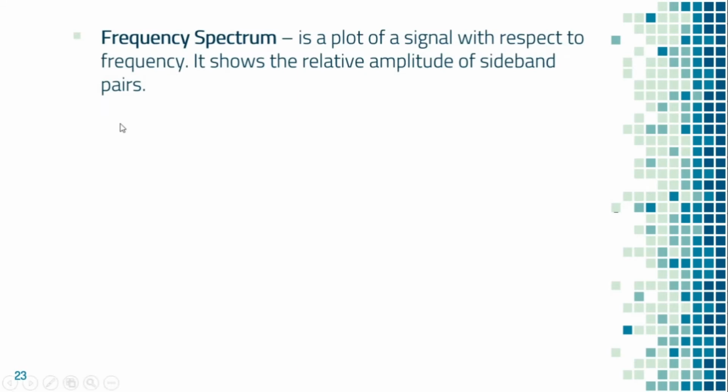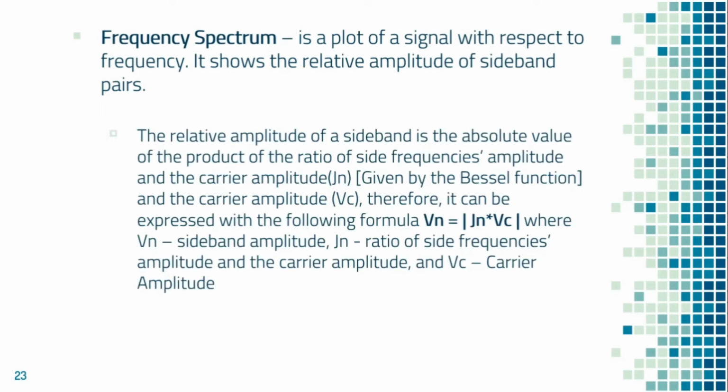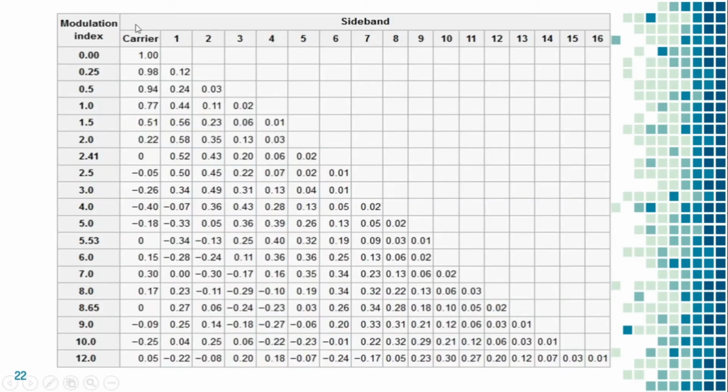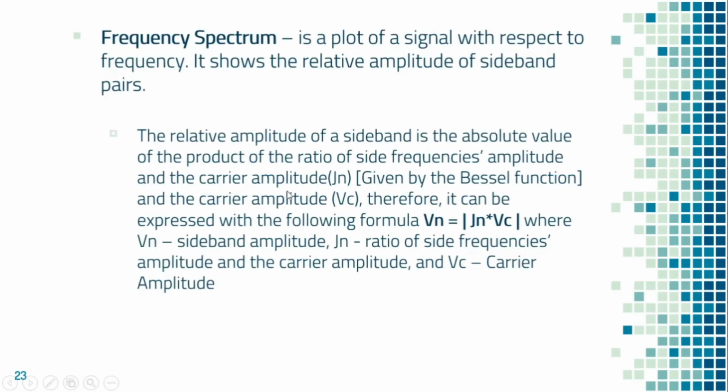So frequency spectrum is a plot of a signal with respect to frequency. It shows the relative amplitude of sideband pairs. So, it's a plot ng frequency, tapos nakalagay doon kung ano yung relative amplitudes ng sideband pairs pati ng carrier frequency. The relative amplitude of sideband is the absolute value of the product of the ratio of side frequencies amplitude and the carrier amplitude, Jn. So sila yung values na to. Ayun yung Jn. It's given by the Bessel function and the carrier amplitude. Therefore, it can be expressed with the following formula, which is Vn is equals to absolute value of Jn times Vc, where Vn is the sideband amplitude, Jn is the ratio of side frequencies amplitude and the carrier amplitude, and Vc, which is the carrier amplitude.